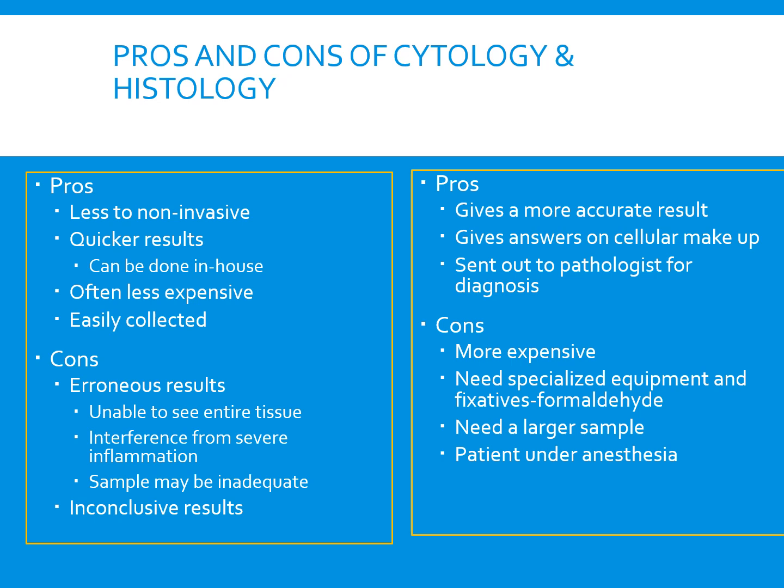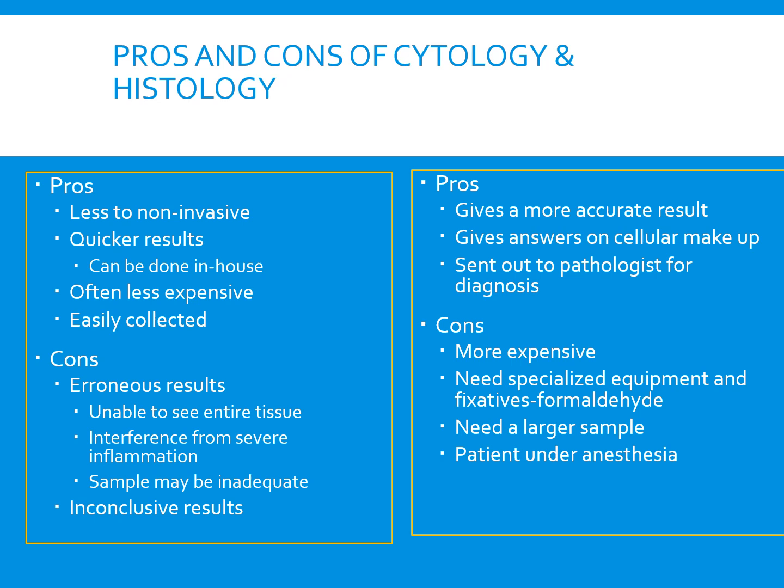Some cons are that if we don't get enough cells or the right cells, we may be unable to see the entire tissue. We may have interference from severe inflammation, and often we can get inconclusive results. With biopsies, some of the pros are that we get a more accurate result. We have more tissue, we have more sample, we get answers on cellular makeup of the tissue, and these are also always sent out to pathologists for diagnosis.